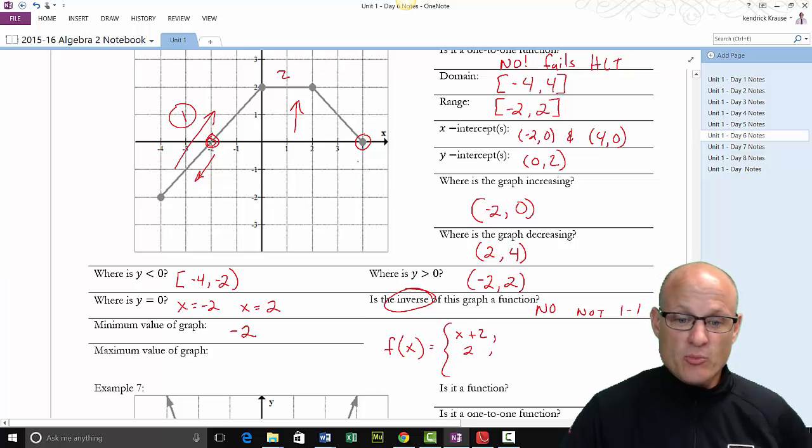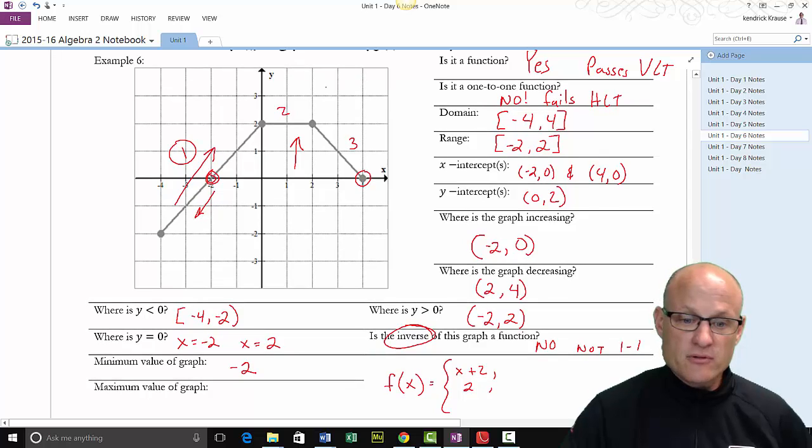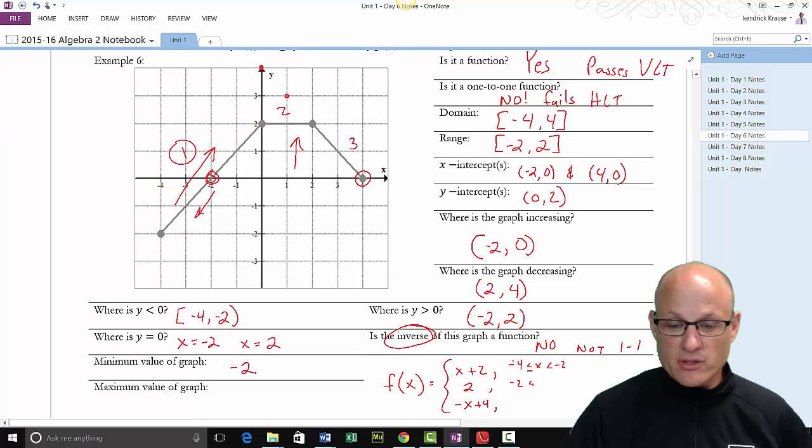And this one, slope of positive 3... slope of negative 1, and the y-intercept of 4. So negative x plus 4. Now I've got to do domain. This one, bracket negative 4 less than x less than or equal to... let's go less than negative 2. We're going to equal 2 from negative 2 less than or equal to x less than 2.